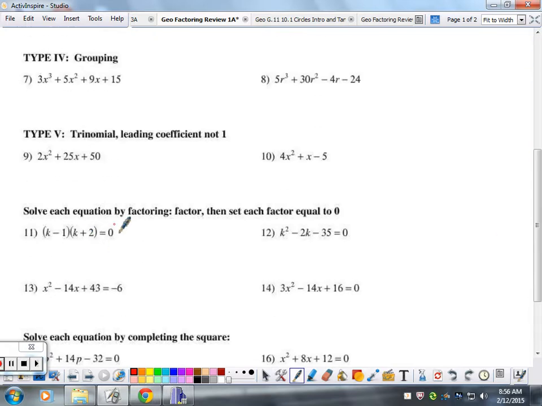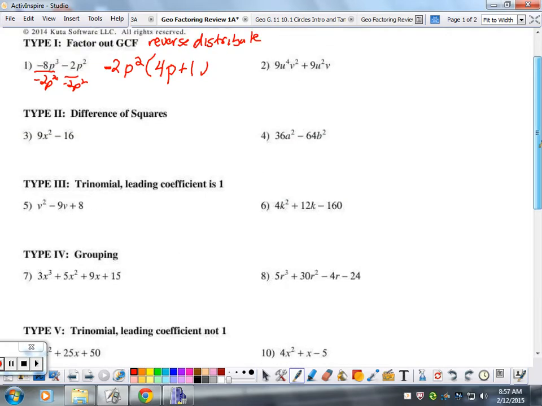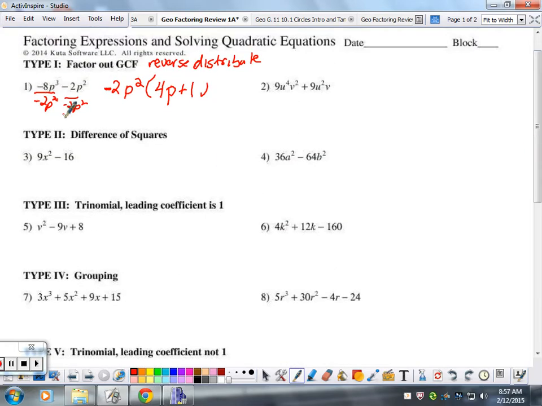See how it's like equals 0? I want to know the value of k that makes this true. I want to know the value of x that makes this true. When I'm up here, it's an expression. I'm rewriting an expression. I'm not solving anything. There's nothing to solve. It's not an equation. So we factor so we can solve. So first we're going to practice how to factor, and then we're going to use that factoring to solve some of these equations. Does that make sense?